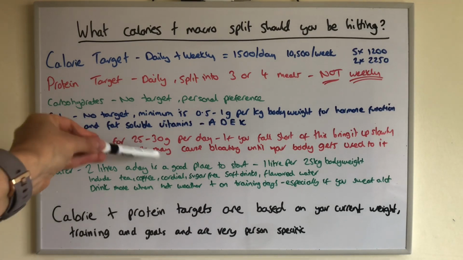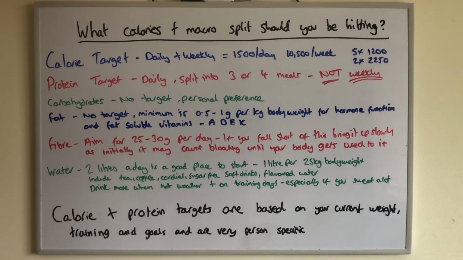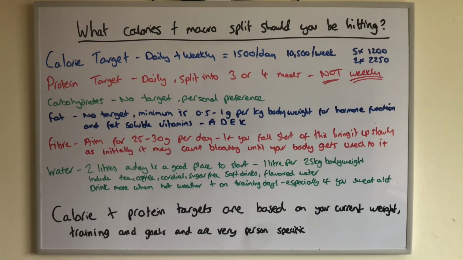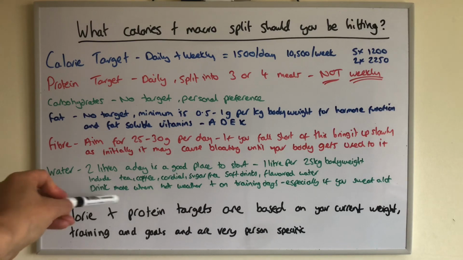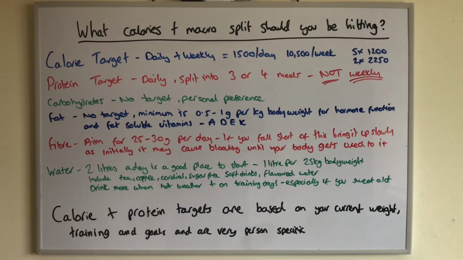Fibre, again, aim for that 25 to 30 grams, and that's a daily target, not a weekly target. If you're not there, slowly build it up. Water, 2 litres a day. If you're not there, again, slowly build that up and just work on those.